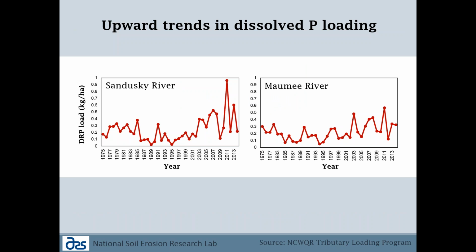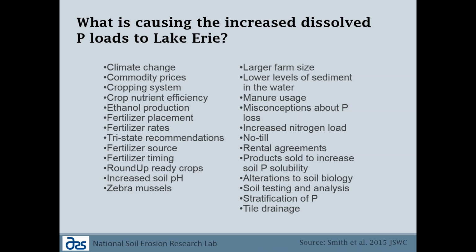So Heidelberg University's tributary monitoring program has been monitoring these phosphorus loads since the early 1970s, and they've shown that over the past 20 years, dissolved phosphorus loads in both the Sandusky River and the Maumee River have been increasing pretty substantially. So the billion-dollar question is what is causing these increased dissolved phosphorus loads to Lake Erie?